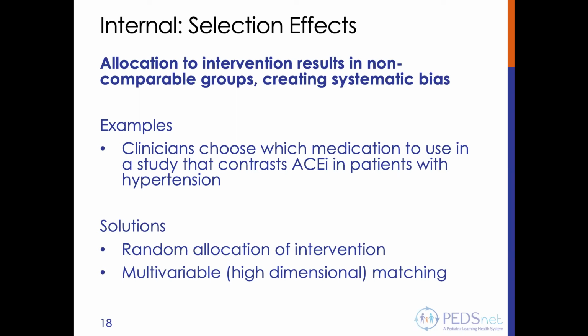Multivariable matching is now increasingly used in big data initiatives. Literally hundreds and hundreds of variables are used to do multivariable matching. You could actually match one individual patient to literally hundreds of other patients on hundreds of variables in a big data set like PEDSnet.